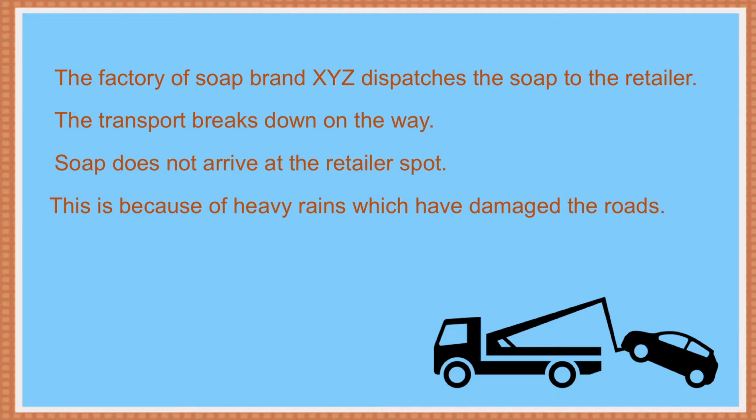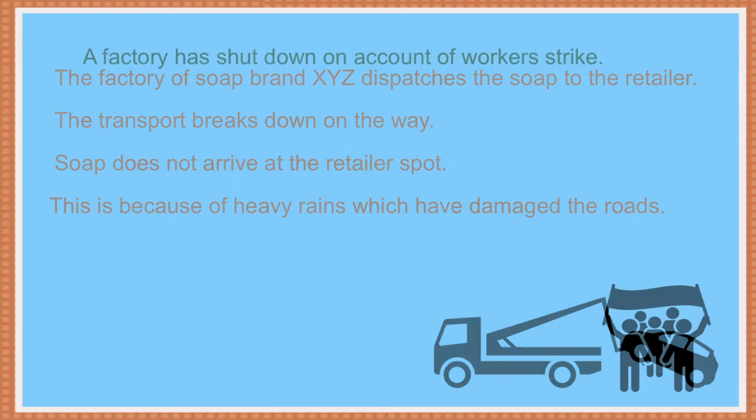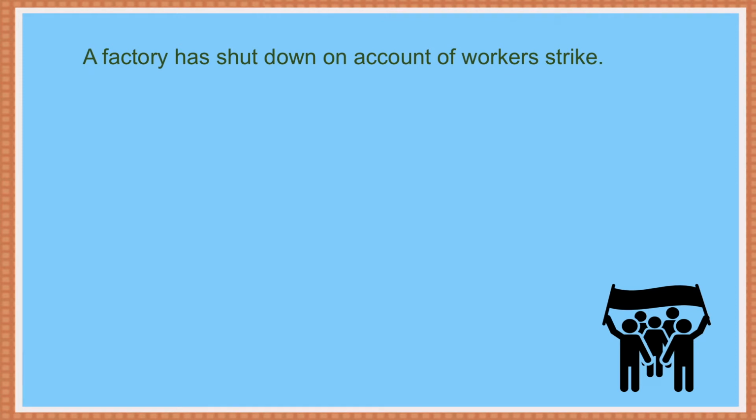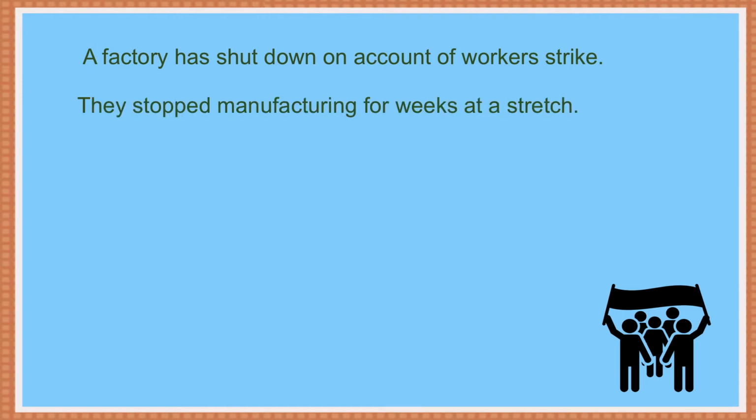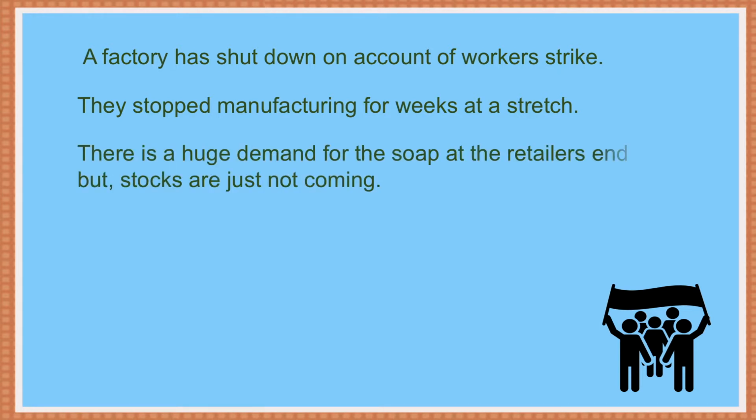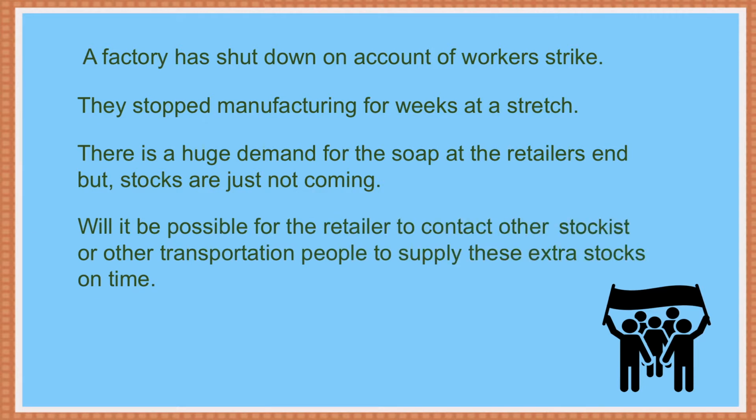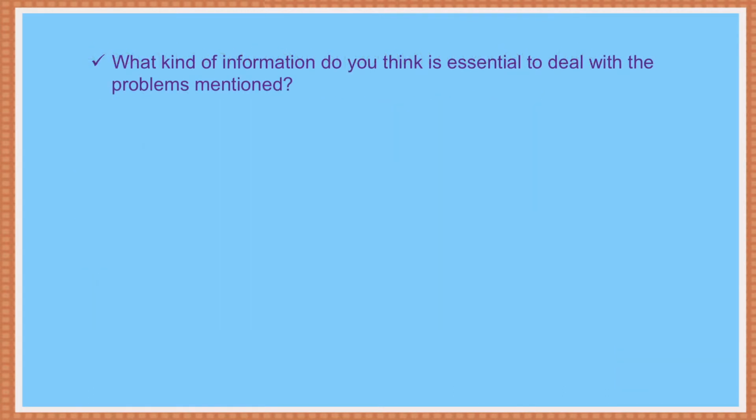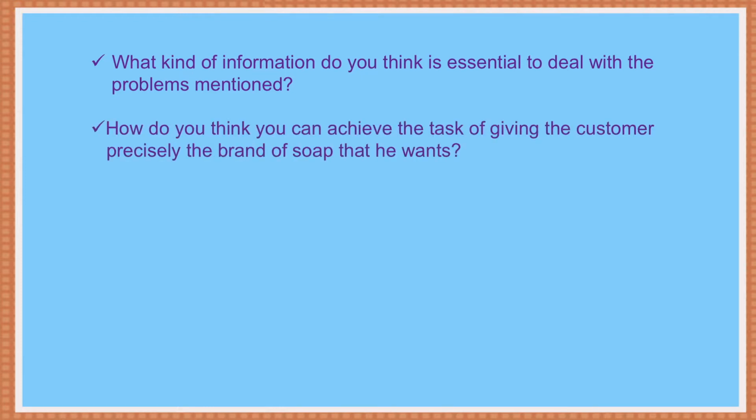Let's consider another case. A factory has shut down on account of a worker strike. They stopped manufacturing for weeks at a stretch. There is a huge demand for the soap at the retailer's end, but stocks are just not coming. Will it be possible for the retailer to contact other stockists or other transportation people to supply these extra stocks on time? What kind of information do you think is essential to deal with the problems mentioned?